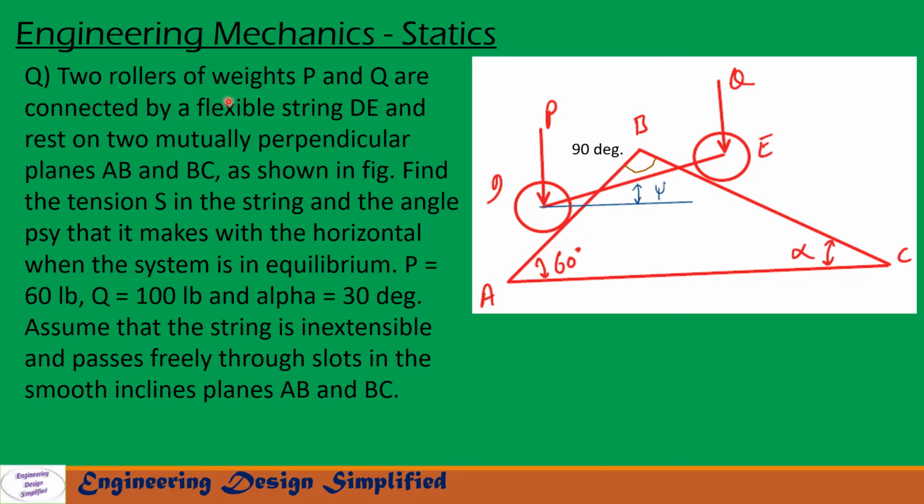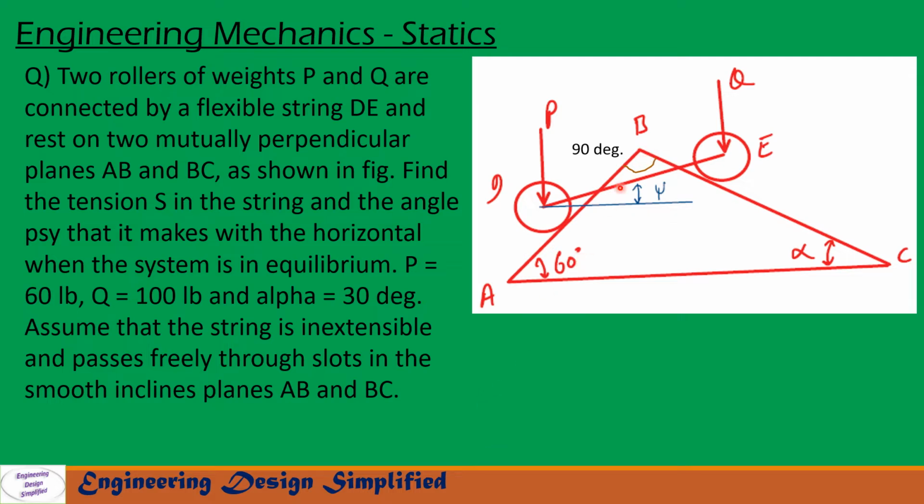Today's problem is: two rollers of weights P and Q are connected by a flexible string DE and rest on two mutually perpendicular planes AB and BC as shown in the figure. Find the tension S in the string and the angle psi that it makes with the horizontal when the system is in equilibrium, where P equals 60 lb, Q equals 100 lb, and alpha is 30 degrees. Assume that the string is inextensible and passes freely through slots in the smooth inclined planes AB and BC.